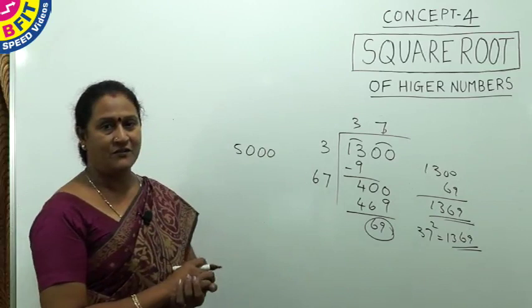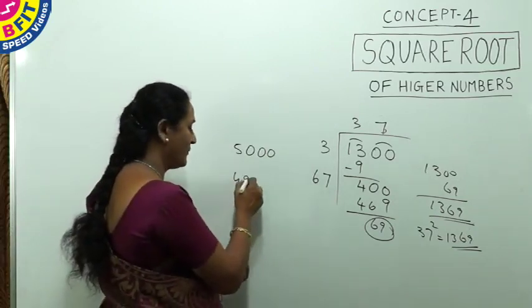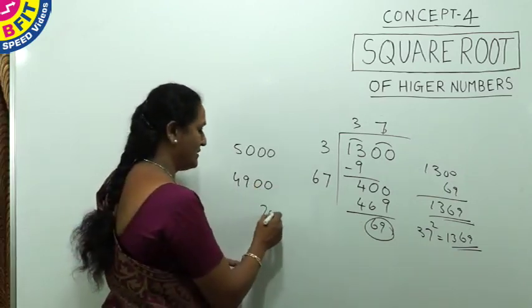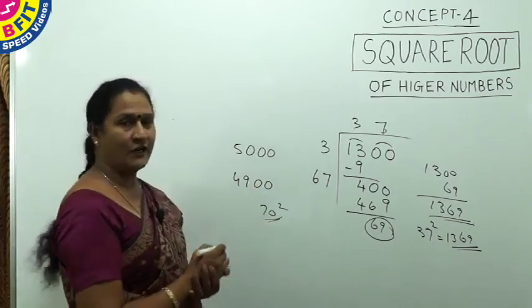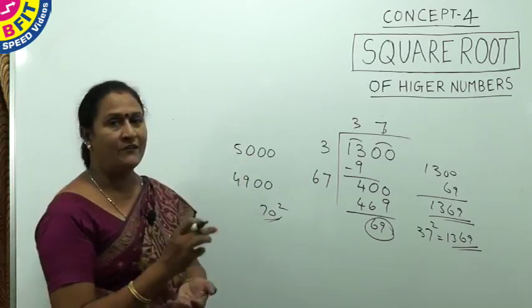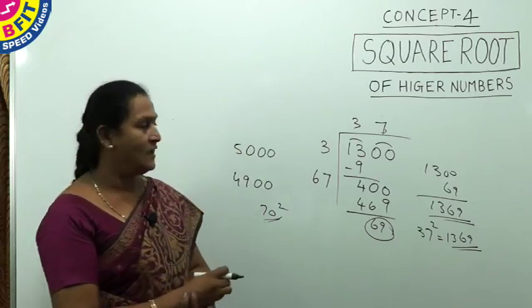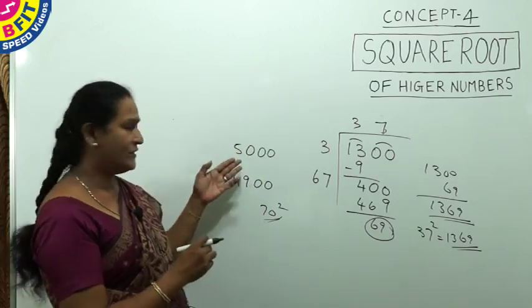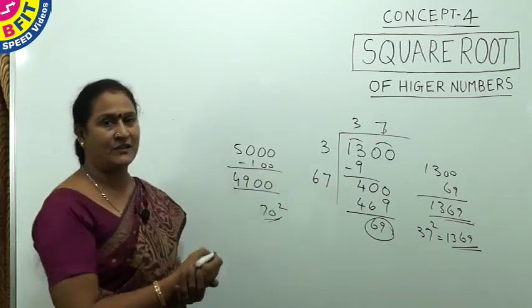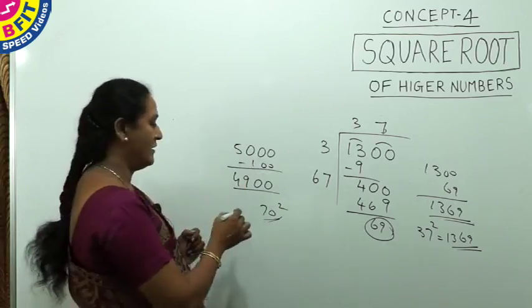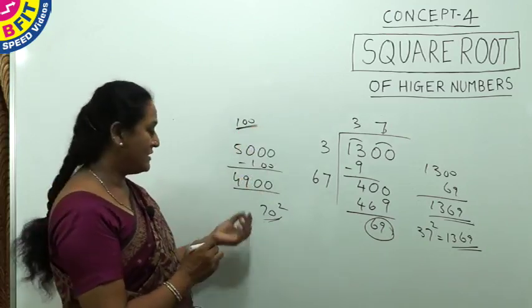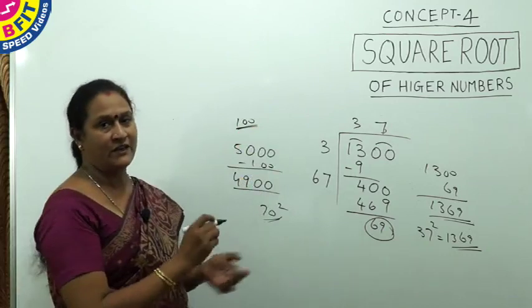Here we have 5000. The number lesser than this is 4900. What is the square root of 4900? 70. When you square 70, you get 4900. And now easily you can find the number that has to be subtracted from 5000. Just give a glance at the question and then try to work it out. Here it is 5000. When 100 is subtracted, you get a perfect square. So the answer for this question is 100. When you subtract 100 from 5000, we get 4900, which is a square number, the square of 70.